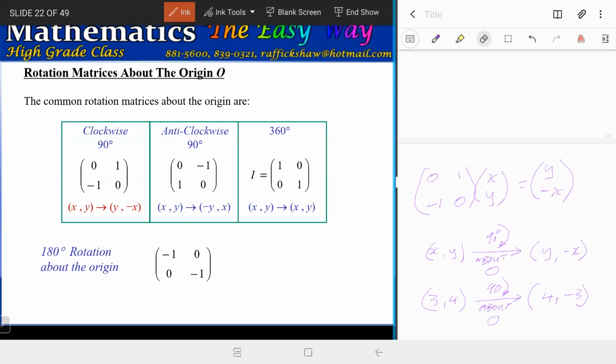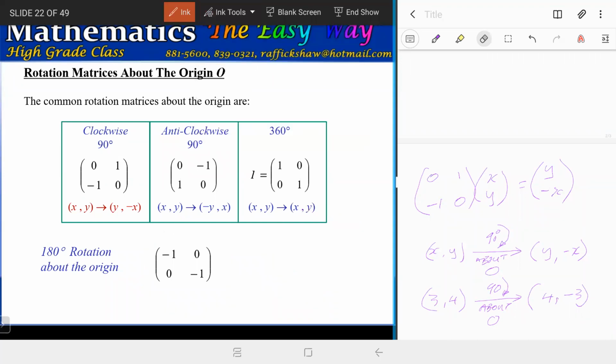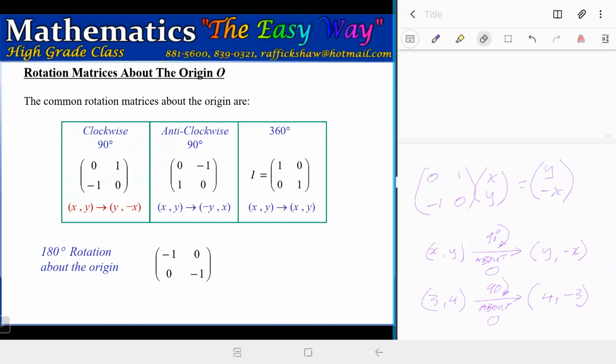And it doesn't matter the direction. A 180 rotation, clockwise or anti-clockwise, is the same matrix. If you rotate something 180 degrees this way, you get that. If I rotate it this way, it's going to get that. So the clockwise 180-degree rotation is the same as the anti-clockwise 180-degree rotation. And as we said, it is the same as reflecting through the origin. Same matrix for reflecting through the origin.